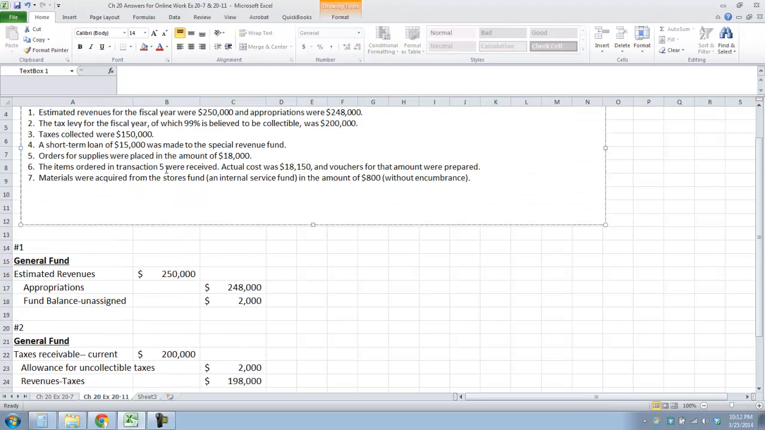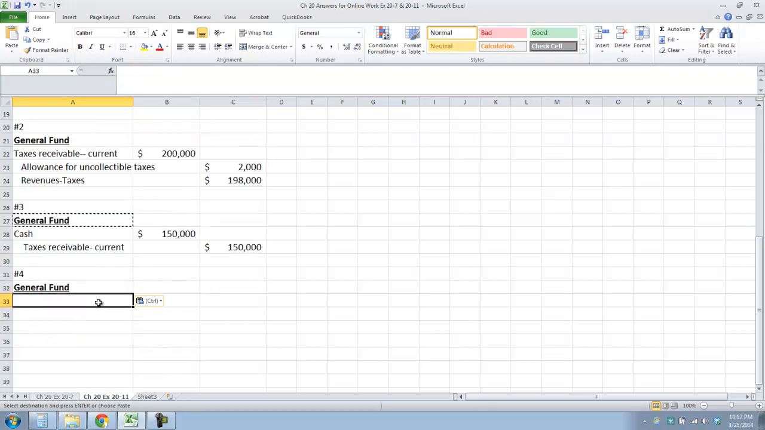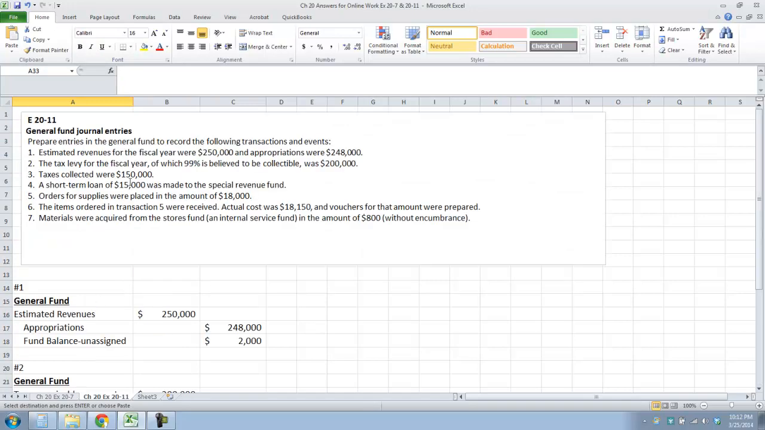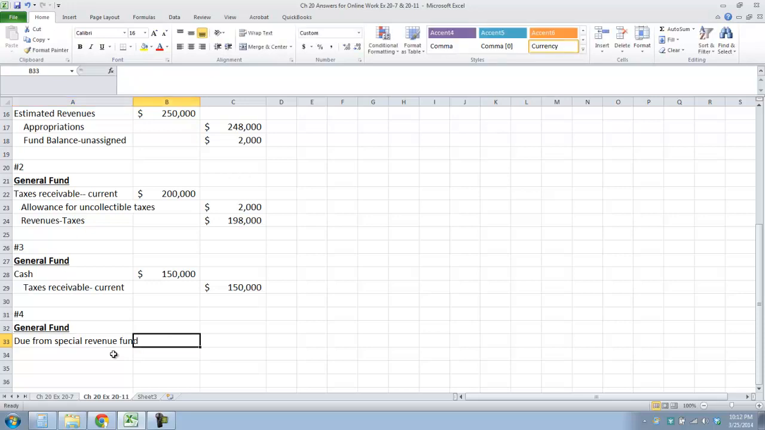Okay. Number four, a short-term loan of $15,000 was made to the Special Revenue Fund. So the general fund is going to make a loan to the Special Revenue Fund. Since it's a loan, we use due from Special Revenue Fund, because they're going to pay us back, $15,000. And then cash, $15,000.